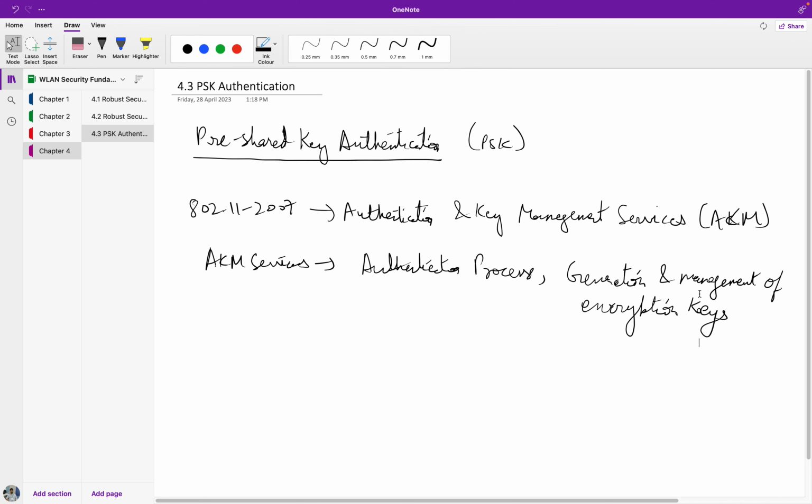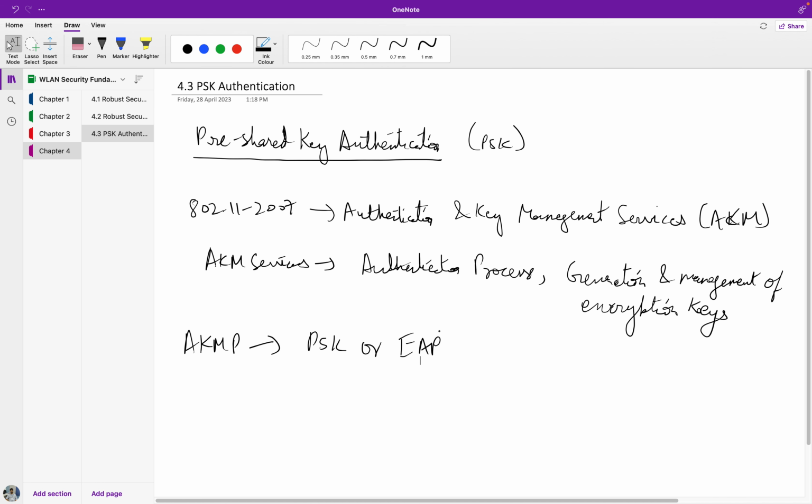So an authentication and key management protocol, AKMP, can either be a pre-shared key or an EAP protocol, right?